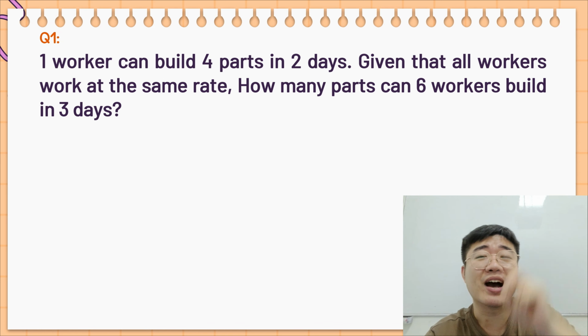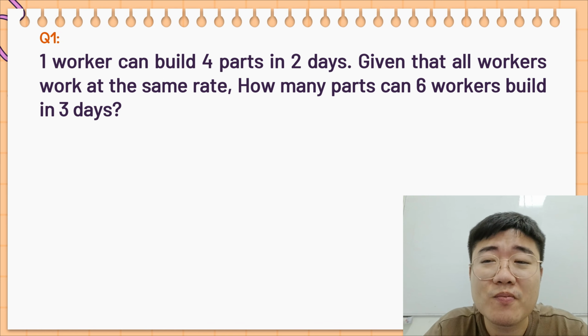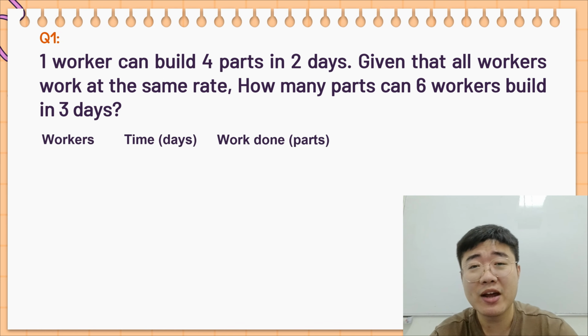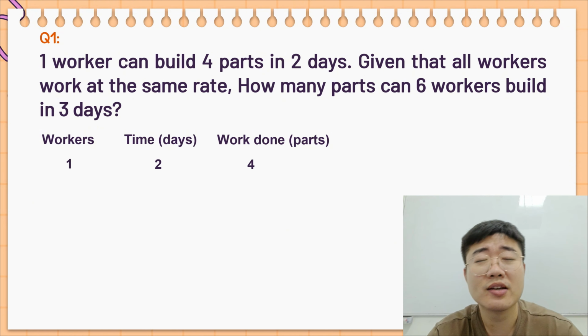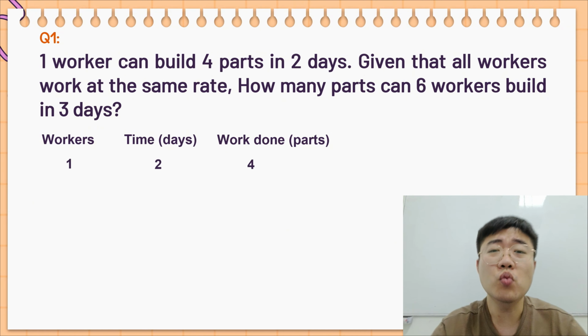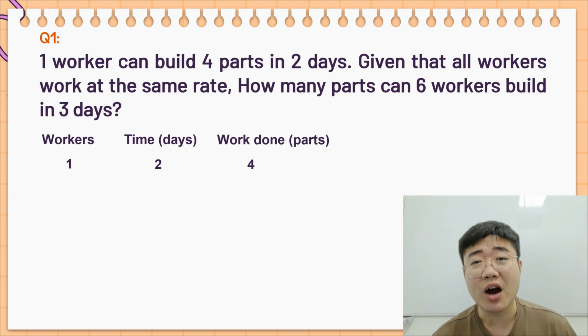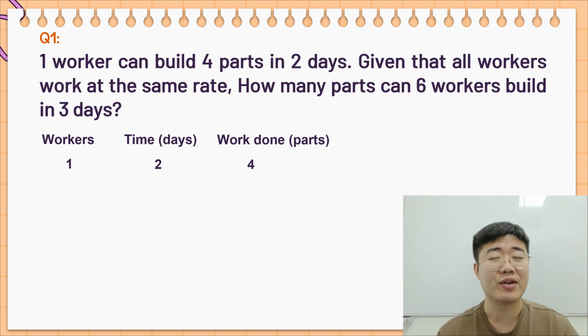So let's list down everything into 3 columns. We got the worker, the time, and the work done by them. So at first, this one worker, 2 days, can finish 4 parts. So when we are solving this type of question, we can always go back to the very basic and run.